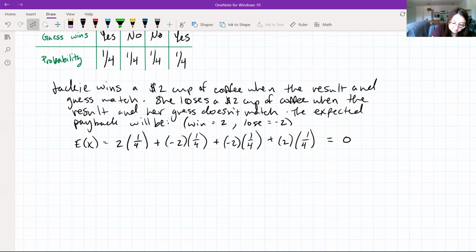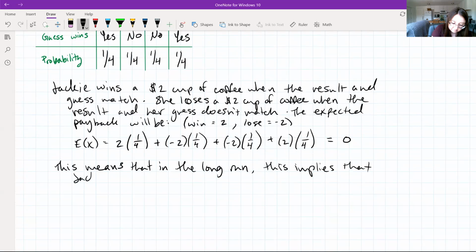So this means that in the long run, this implies that Jackie neither wins or loses. It just means that if she repeated this experiment multiple times, in the end, you'd see on average that she doesn't win anything, but she also doesn't lose anything.